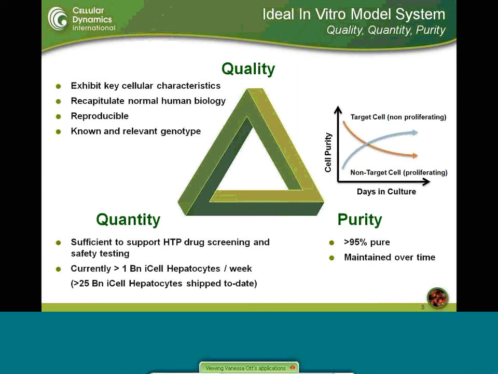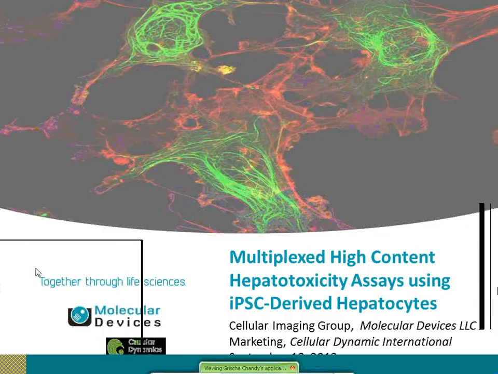And then finally, quantity. This is critical for really bringing the technology into mainstream use. It needs to be enough at commercial scale to support high throughput drug screening and safety testing. As one example, we're currently producing hepatocytes at a rate of over 1 billion cells per week. And the process that we use to manufacture hepatocytes is completely scalable, so we can increase that very easily as the use and the demand for the cell type evolves.